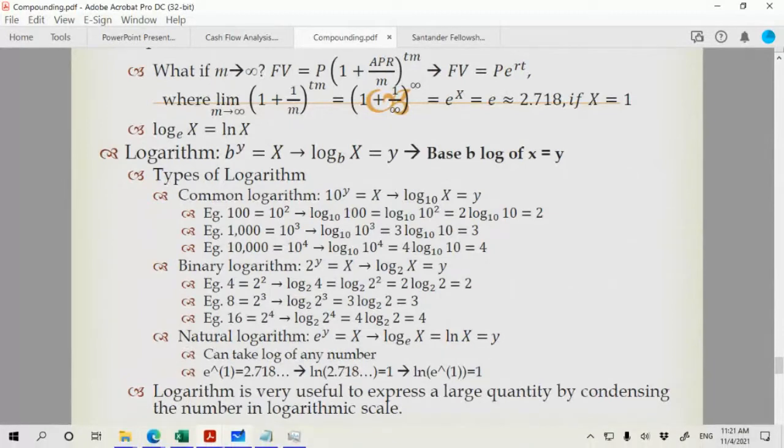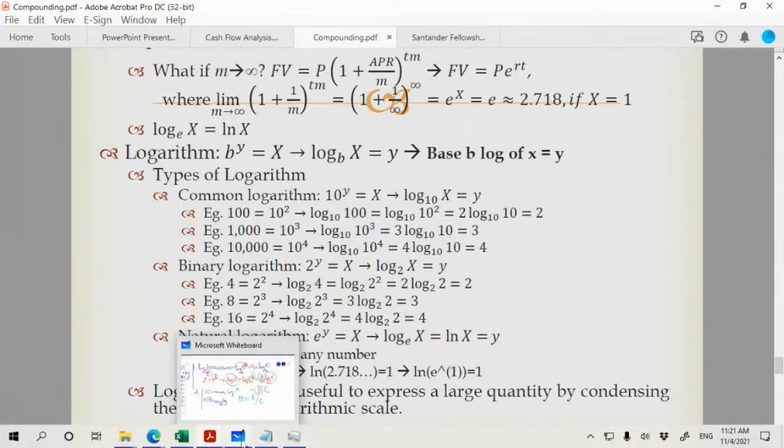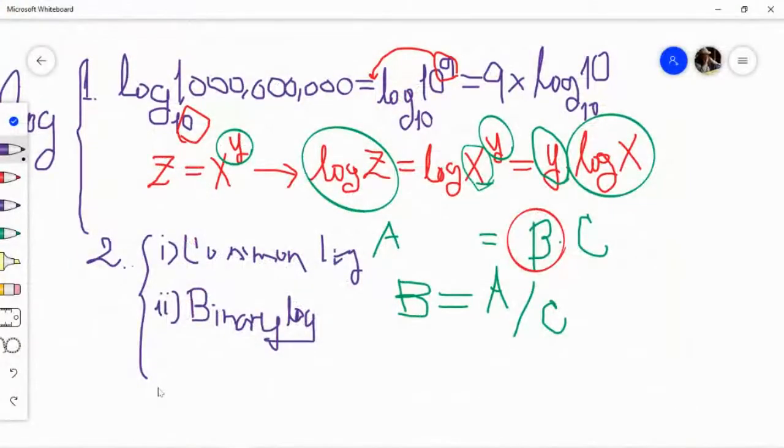The third one is a more difficult one. You cannot do the mental calculation of that. The third one is called natural log.